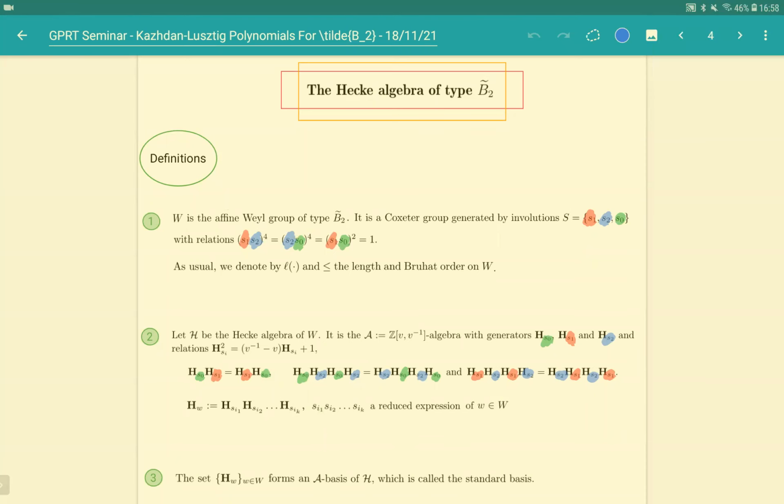Sorry to interrupt, yes. But in the affine case, it's still true that Kazhdan-Lusztig polynomials are Poincaré polynomials of intersection cohomology of some Schubert cells in an affine flag manifold of some kind.